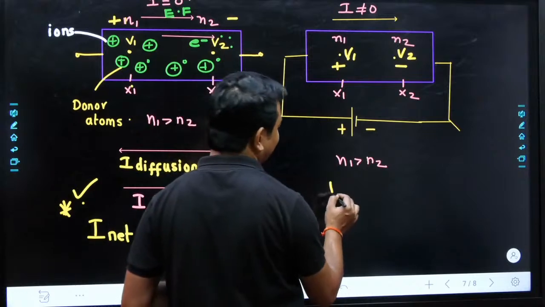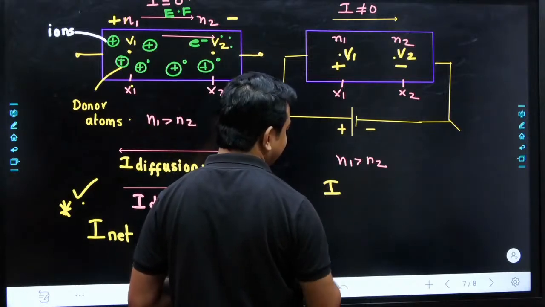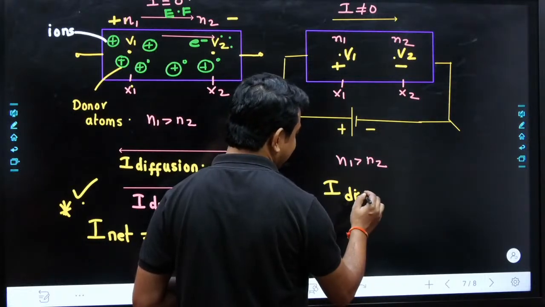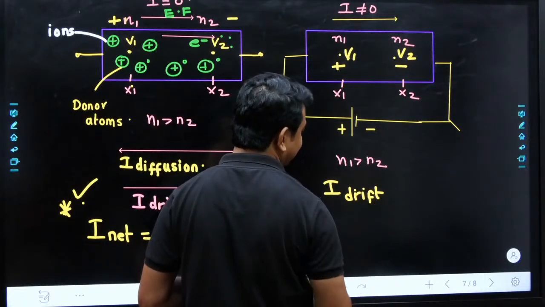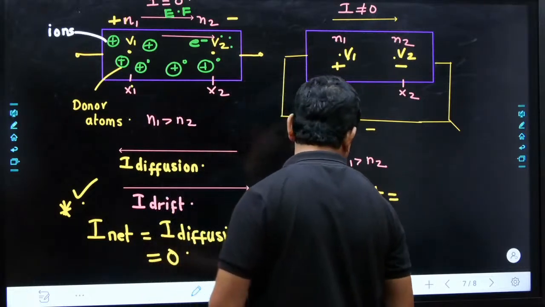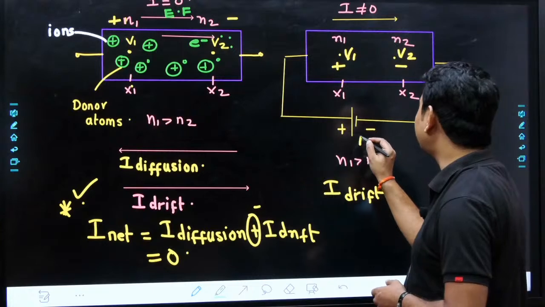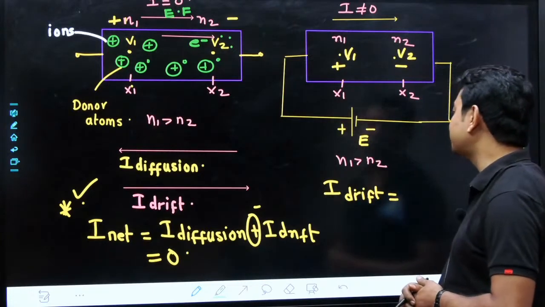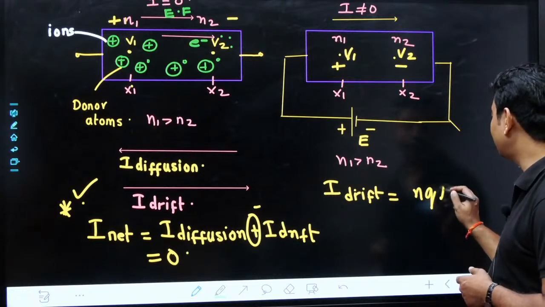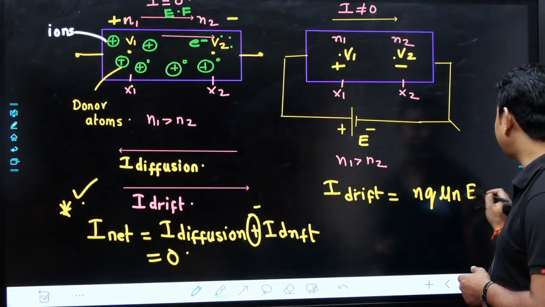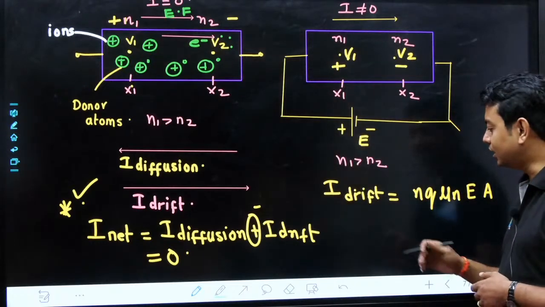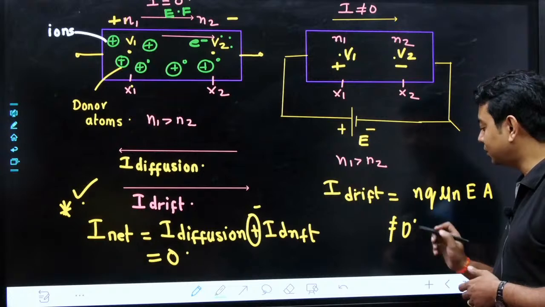Here, the overall current is measured by adding this particular drift current, which is the additional current present within and external to the semiconductor. This drift current can be measured by using the external electric field present outside the semiconductor. So, we can write this as n q mu_n into electric field into area of cross section. This is the additional current, and here the magnitude of current will not be equal to 0.